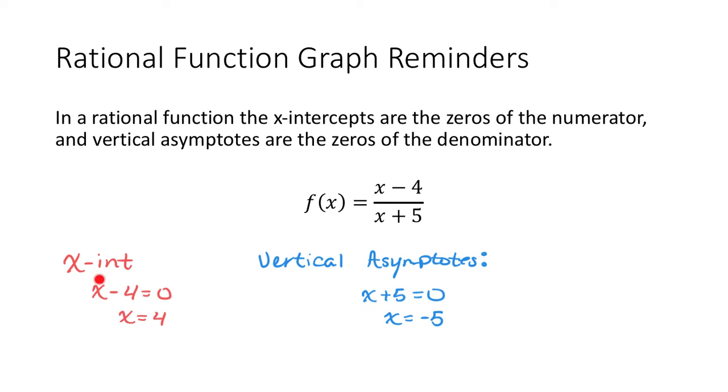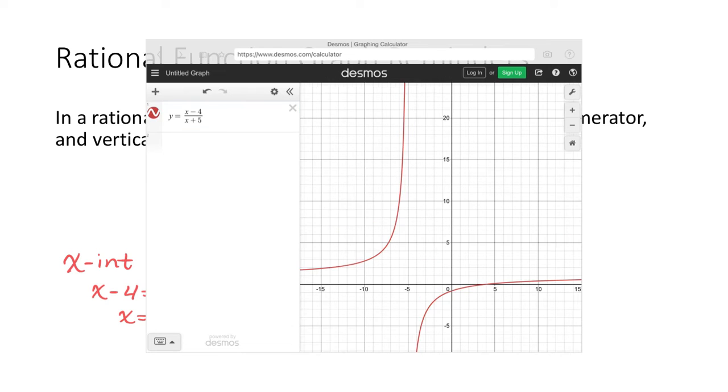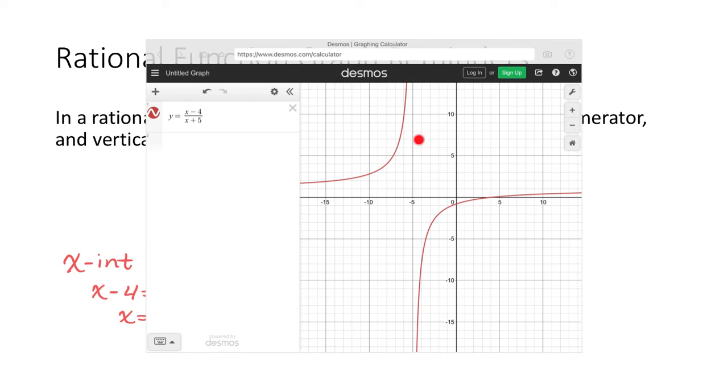Okay, this function is going to have an x-intercept at positive 4 and a vertical asymptote at negative 5. I can confirm this by looking at the graph, where I in fact have a vertical asymptote at negative 5. As I approach negative 5, I go to infinity and negative infinity on my graph. That's creating my vertical asymptote here at negative 5, and I have an x-intercept here at positive 4. So let's take a look at how this works for trig functions.